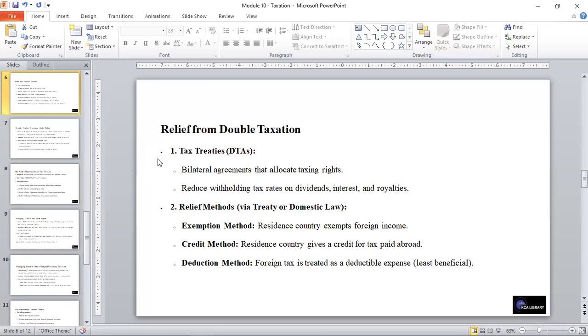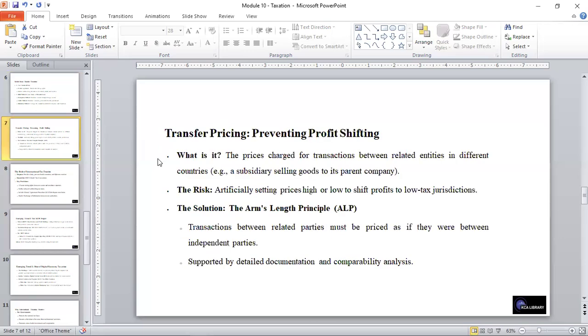These methods include the exemption method, where the resident country exempts foreign income. There is also the credit method, where the residence country gives a credit for tax paid abroad. And lastly, we have the deduction method, where foreign tax is treated as a deductible expense, and this is the least beneficial. We have another concept, which is transfer pricing.